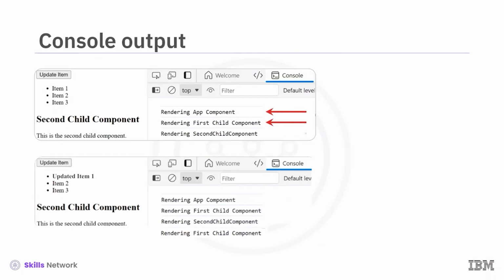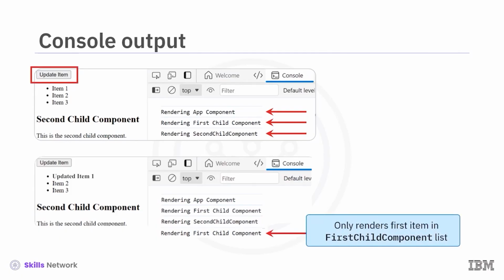For the first time loading, all the components will render. When you select to update the item, only the first child component will be re-rendered. Neither the app component nor the second child component will change. React's virtual DOM compares the updated app with the previous virtual DOM and determines that only the state of the first child component has changed. Therefore, it only updates the relevant part of the DOM, the child component, without re-rendering the entire list.